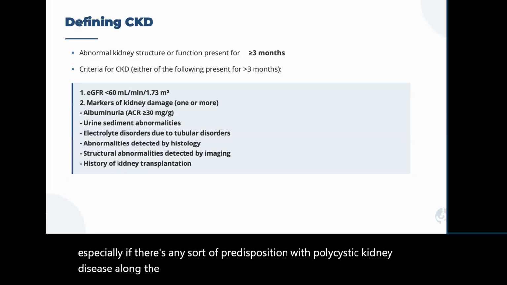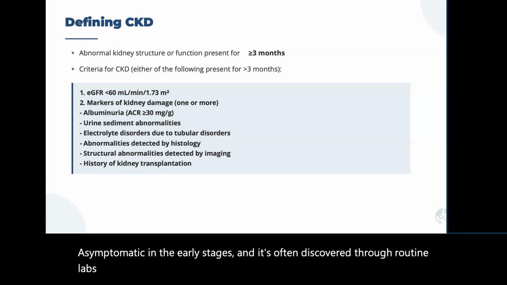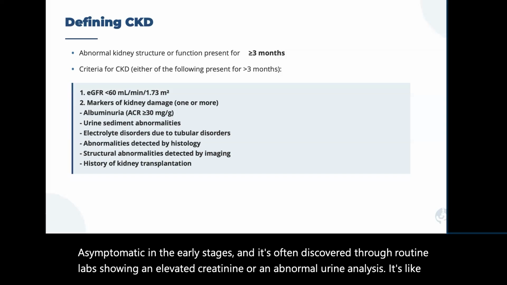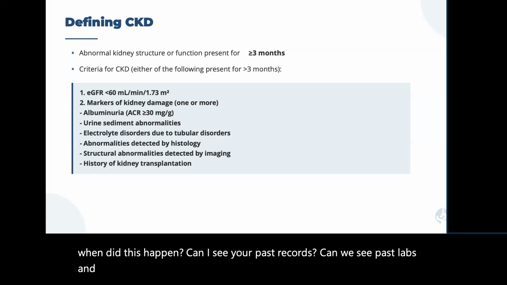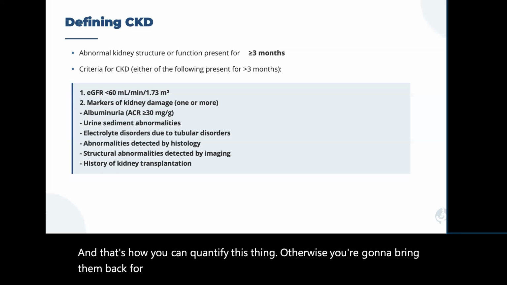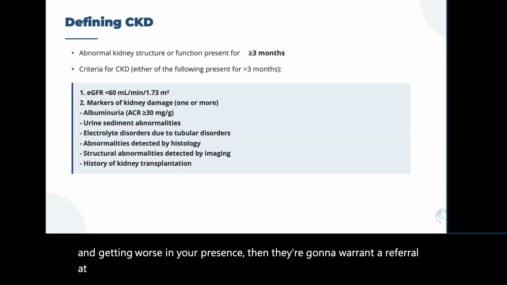So CKD is usually asymptomatic in the early stages, and it's often discovered through routine labs showing an elevated creatinine or an abnormal urine analysis. It's like, when did this happen? Can I see your past records? Can we see past labs? And that's how you can quantify this thing. Otherwise, you're going to bring them back for monitoring. And maybe if you see the kidney failure persist and getting worse in your presence, then they're going to warrant a referral at that point.